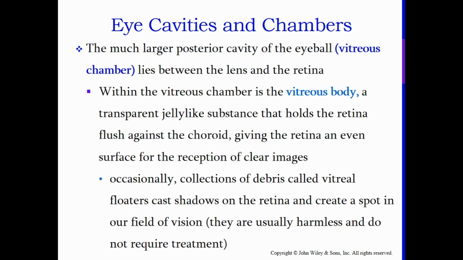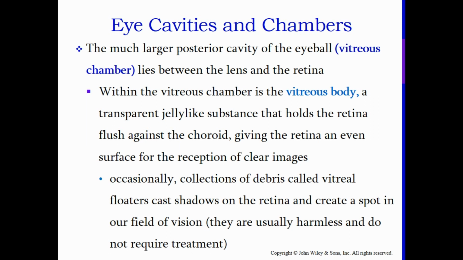The eye cavities and chambers. The much larger posterior cavity of the eyeball, the vitreous chamber, lies between the lens and the retina, and its job is to keep the retina nice and pressed up against the back of the eyeball and keep the eyeball's shape. Within the vitreous chamber is the vitreous body, also known as the vitreous humor, a transparent jelly-like substance that holds the retina flush against the choroid, giving the retina an even surface for the reception of clear images. It's kind of what I just explained.